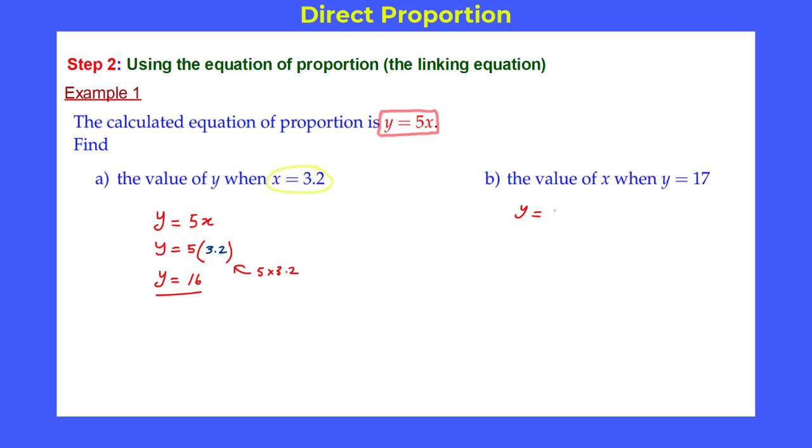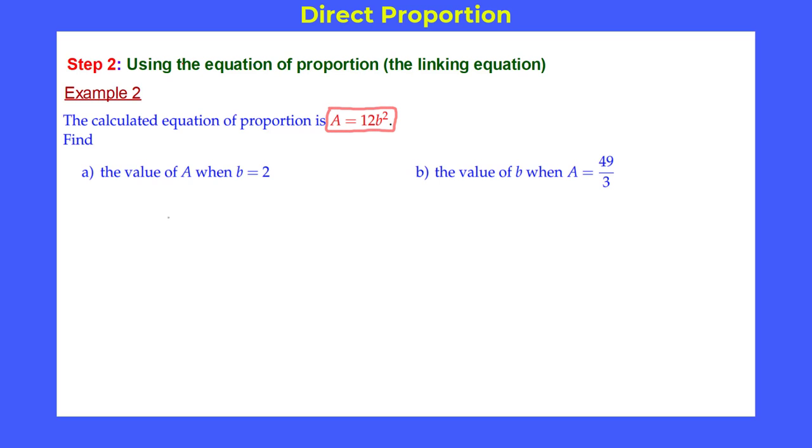Similarly for the next one, Y equals 5X, but this time we're told what Y is. So we substitute the value for Y, so 17 equals 5X. And just like when we're solving an equation, divide both sides by 5. And we find that X is equal to 17 over 5, which we could work out as a decimal if we wanted to.